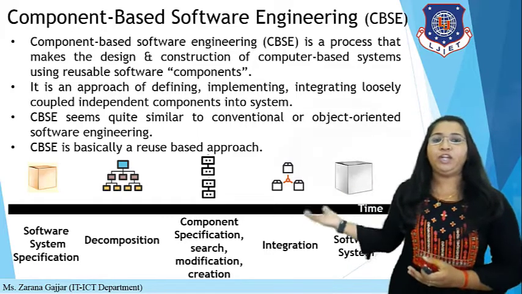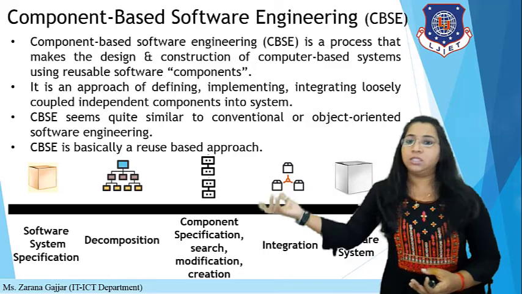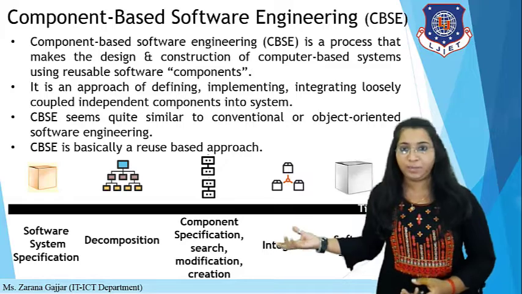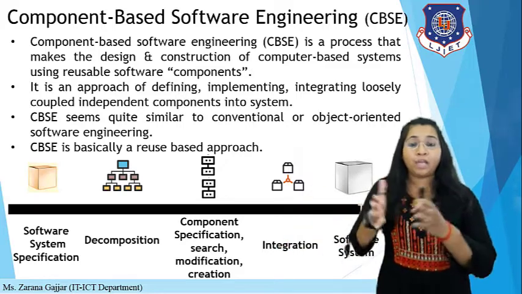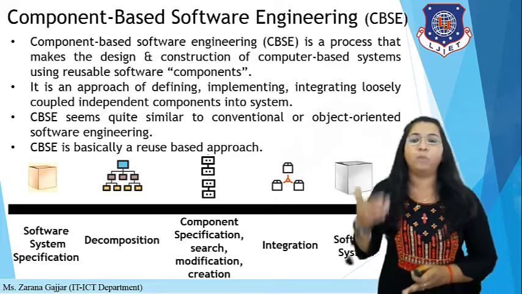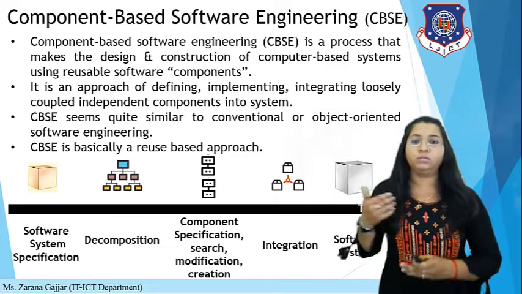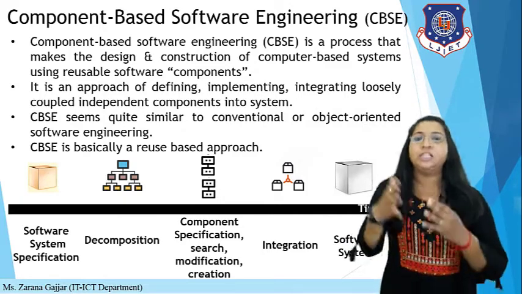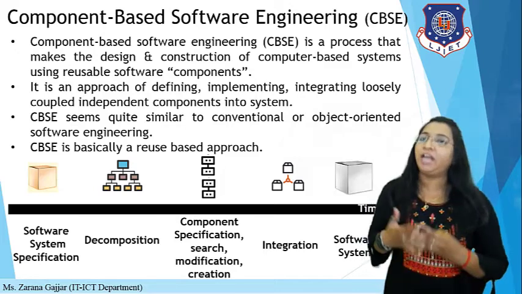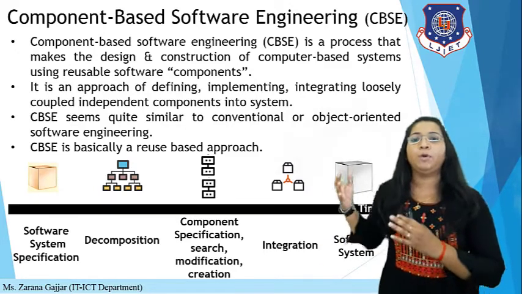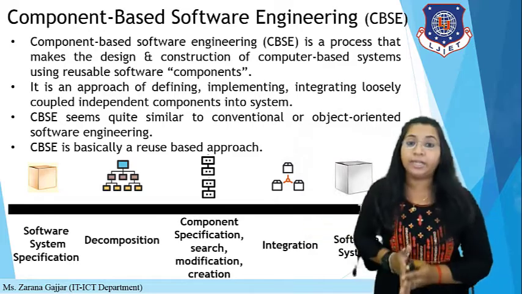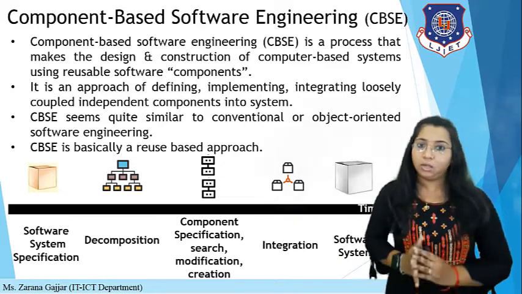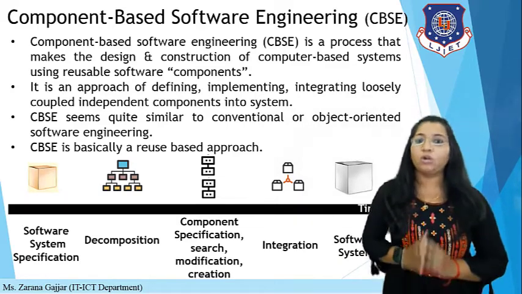Here is one structure: you have the software system specification. If the customer gives you some requirements, these form the software system specification. Based on this, you decompose the actual project, deciding which modules and components you have to use for developing the software. Then you identify the component specification, then search, modification and creation, and once all the components are individually developed, you integrate them. Integration, and at last you will develop a software system. That's the actual work product of your software.